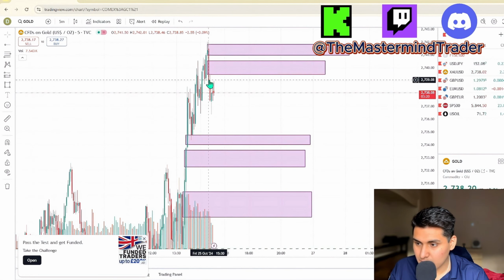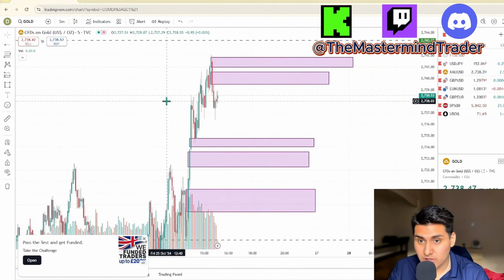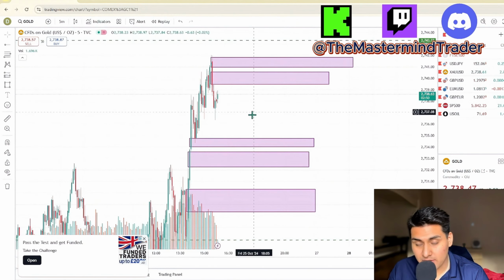So this is a break of structure, where the body of the next candle has actually closed below the wick of the previous candle. So that's what break of structure is. There's 3 confluences that I have marked out on the chart. Now you might be thinking, okay, but how does this all go together?